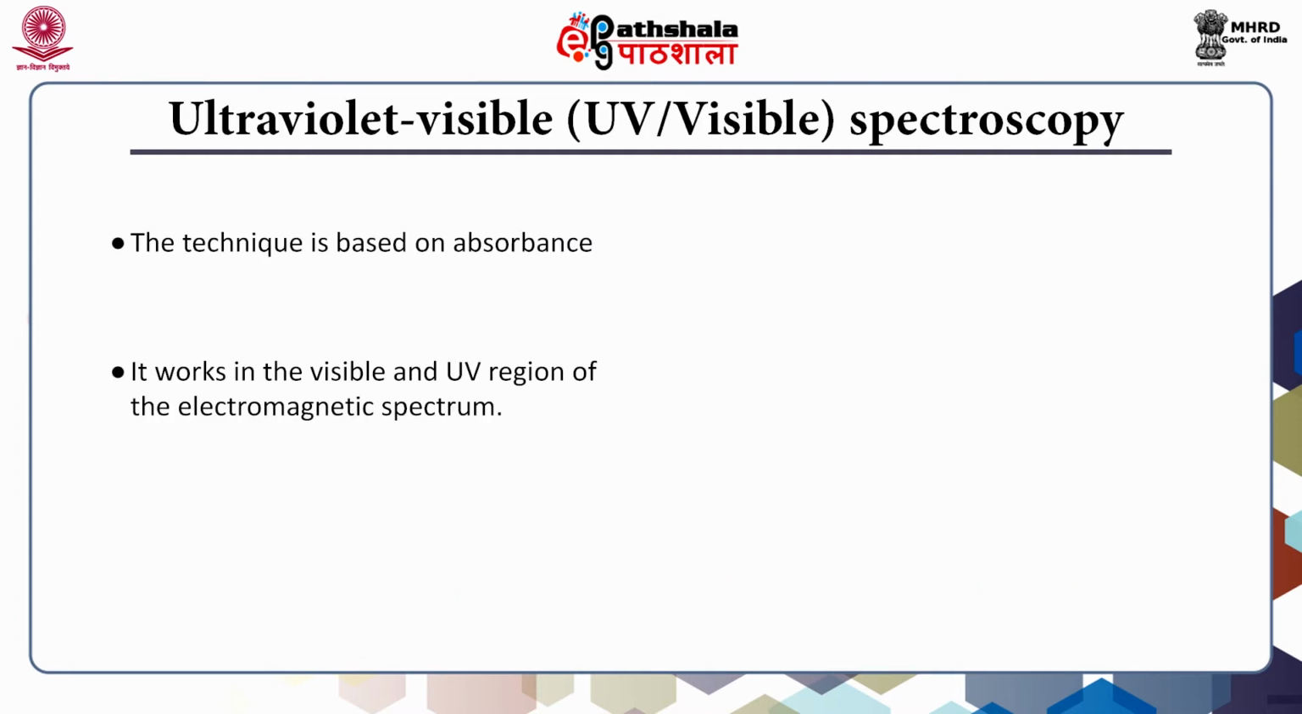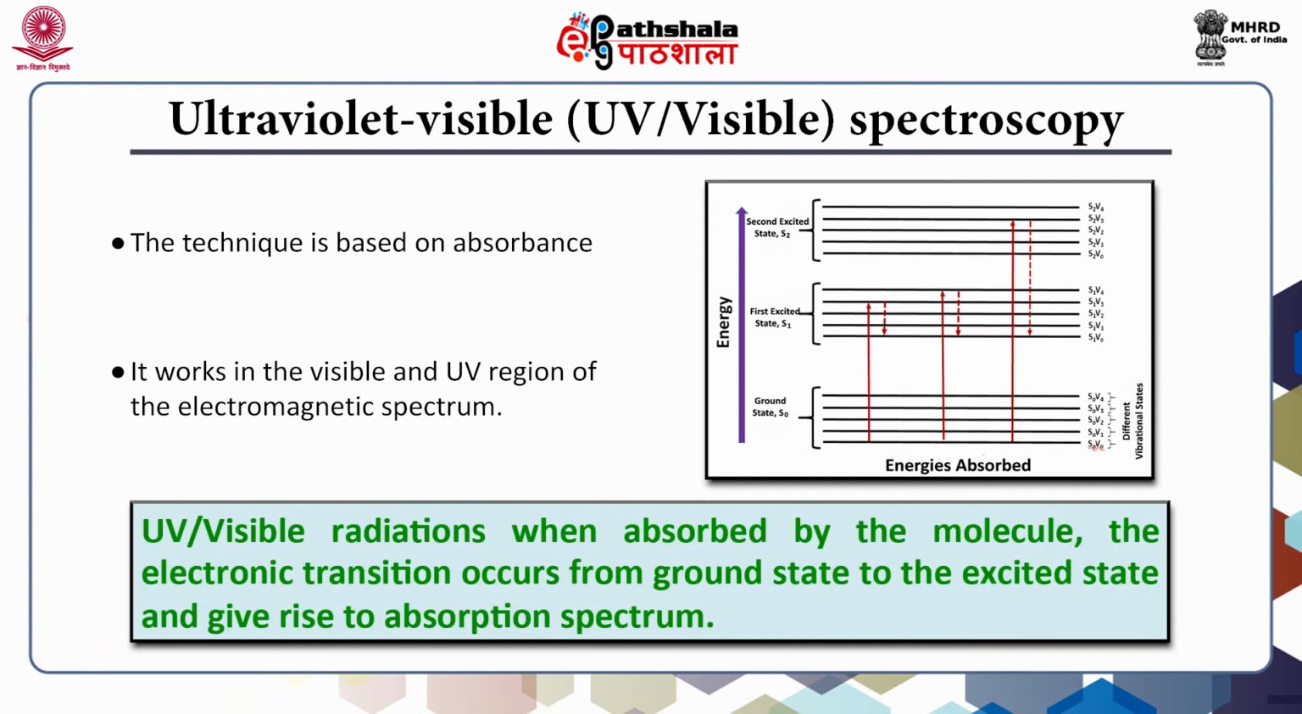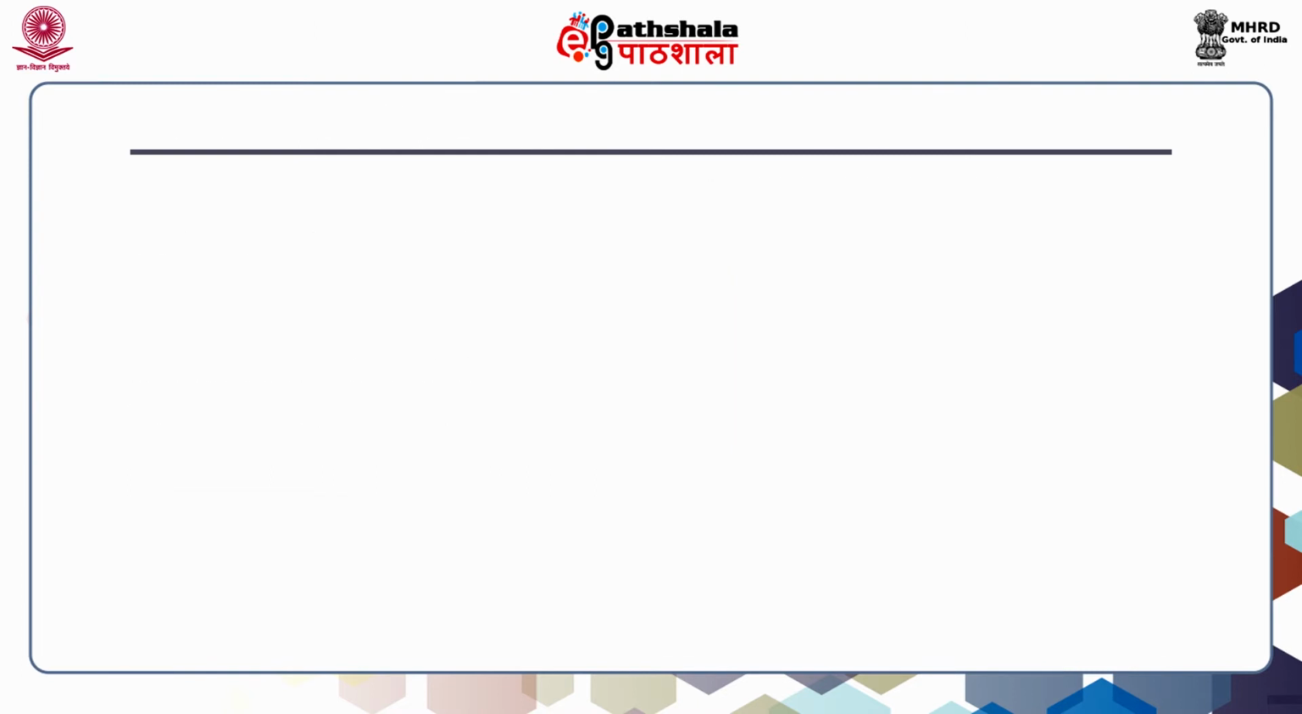Ultraviolet visible spectroscopy is also known as ultraviolet visible spectrophotometry. It is based on the principle of absorbance and works in the visible and UV region of electromagnetic spectrum. This region of electromagnetic spectrum, when absorbed by the molecule, affects the electronic transition of the molecule, and therefore transition occurs from ground state to the excited state. The interaction of electromagnetic radiation with a particular matter involves not only the properties of the radiation but also the structural characteristics of the matter.